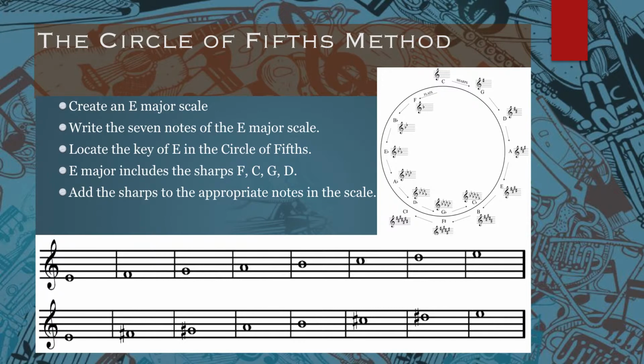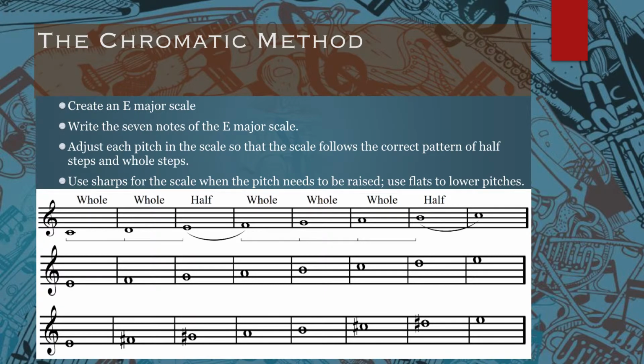There's another method you can use too, which is a little bit more complicated. The chromatic method. In order to create an E major scale, you write out the 7 notes of the E major scale just like you did before, using the circle of fifths method, and then you just have to adjust each pitch in the scale so the scale follows a certain pattern of half steps and whole steps. So that pattern is from the first to the second scale degree, you have a whole step, and then another whole step, then a half step, then a whole step, then a whole step, then a whole step, and a half step. So between scale degree 1 and 2, a whole step.